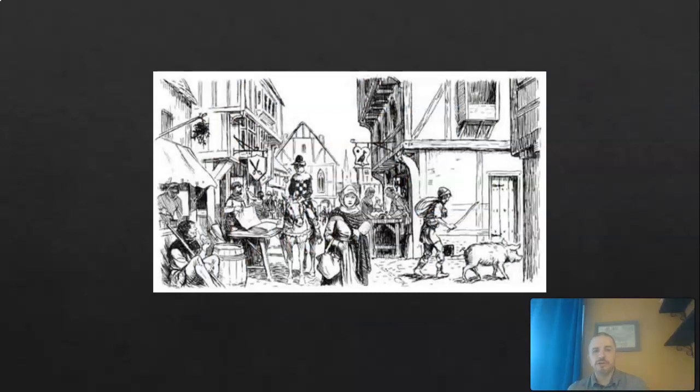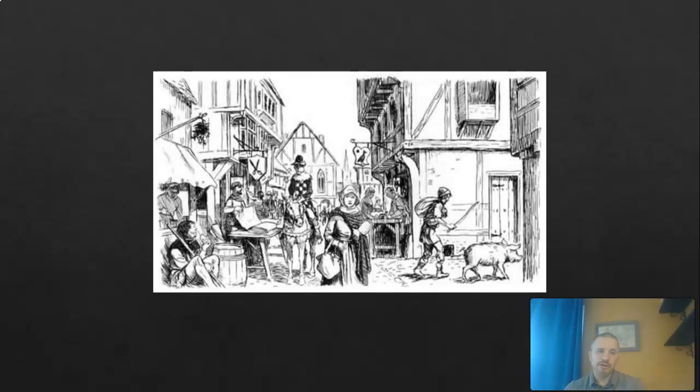So this is a picture of what trade might look like in a medieval city, somewhere like Rome or Florence or Venice, where people are coming in and out. They need places to stay. They're going to buy things.